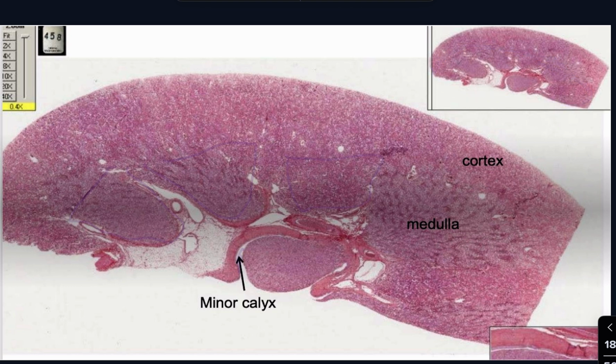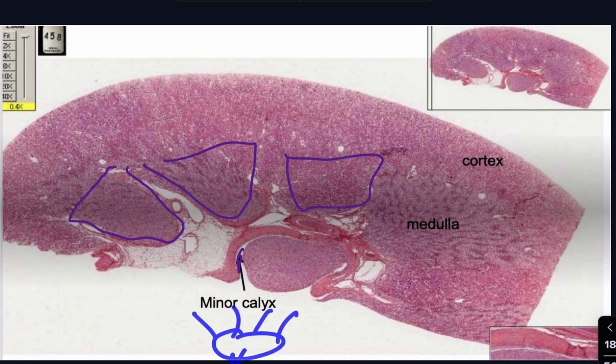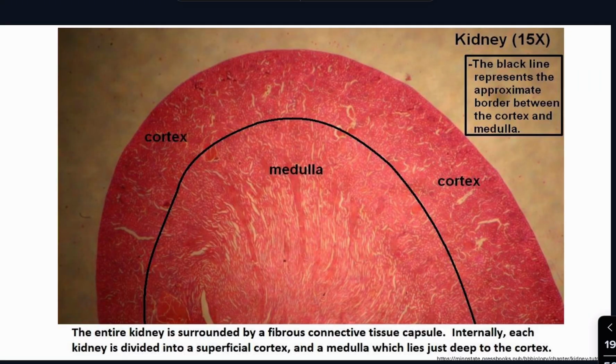And if we look a little bit closer, we can kind of make out these little renal pyramids, right, that we saw in the diagrams that we were talking about. We have the minor calyx over here, right, and that's going to lead into our major calyces, and then ultimately the renal pelvis and out into the ureter. Okay, here's another image, right? So we can see that the cortex is going to be on the outer portion, medulla on the inner portion, and that black line is going to be the approximate border between the two.